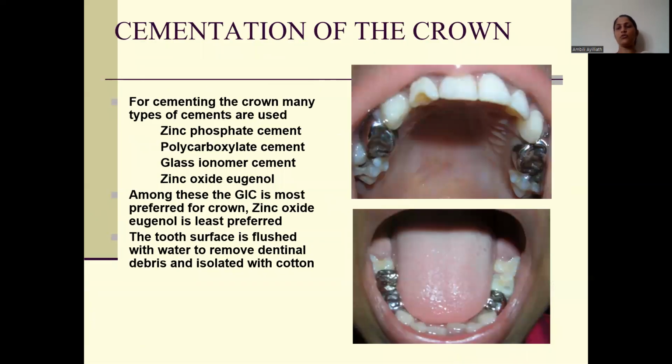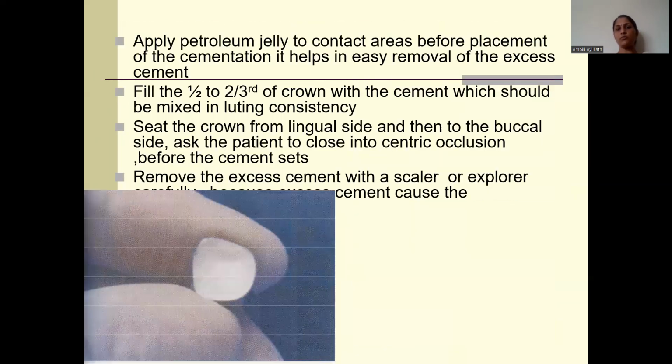After that, we go for the cementation of the crown. Various cements can be used: phosphate, polycarboxylate, or type 1 glass ionomer cement. The most preferred is resin modified glass ionomer cement. We just fill approximately 2/3 of the crown with the cement.